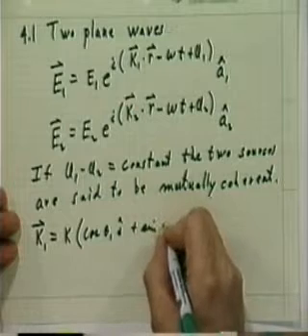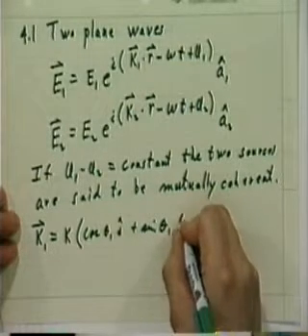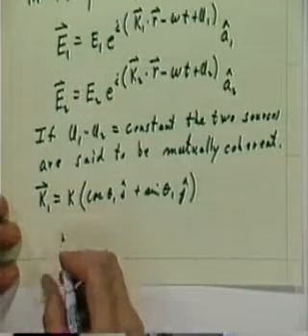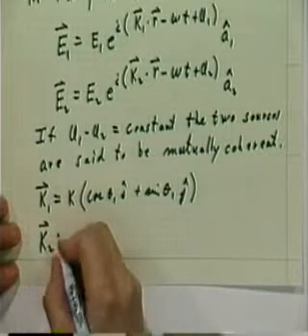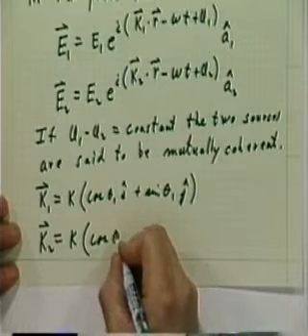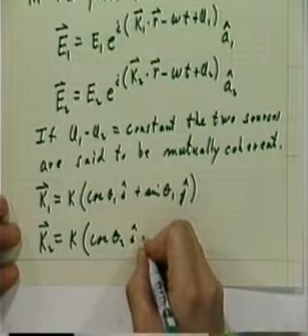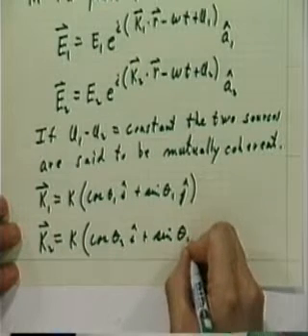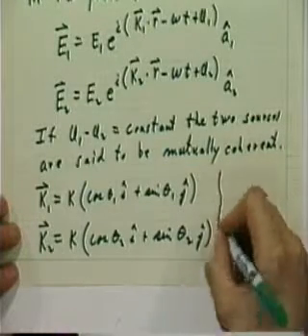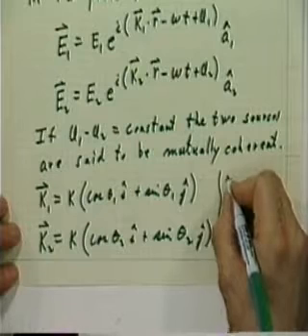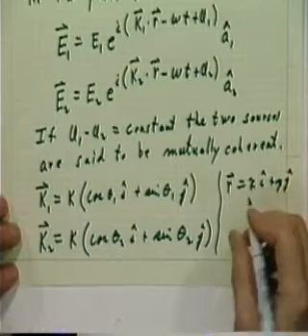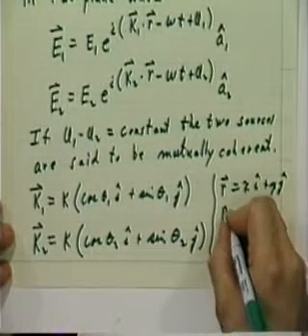plus sine of theta 1 in the y direction. And the second, k2, is k again, 2 pi over lambda, same wavelength, cosine theta 2 in the x direction, plus sine theta 2 in the y direction. And then the other thing we'll say is that r is x i plus y j. That's what we call the position vector.